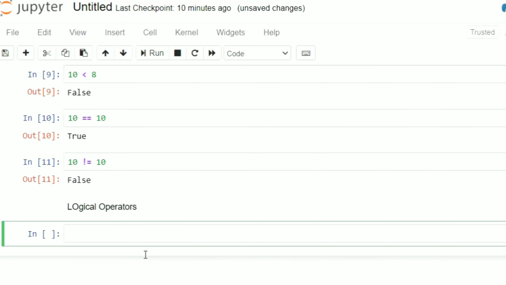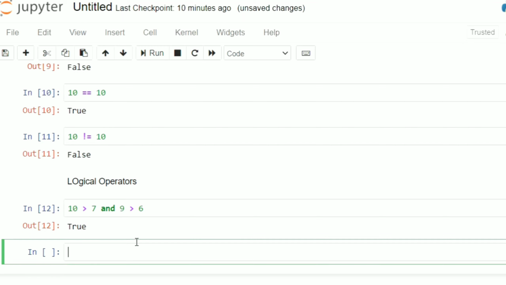So in logical operators, if I am writing 10 greater than 7 and 9 greater than 6, here you can see both the conditions are true, because 10 is greater than 7 and 9 is also greater than 6. So if both the conditions are true, it will return true.